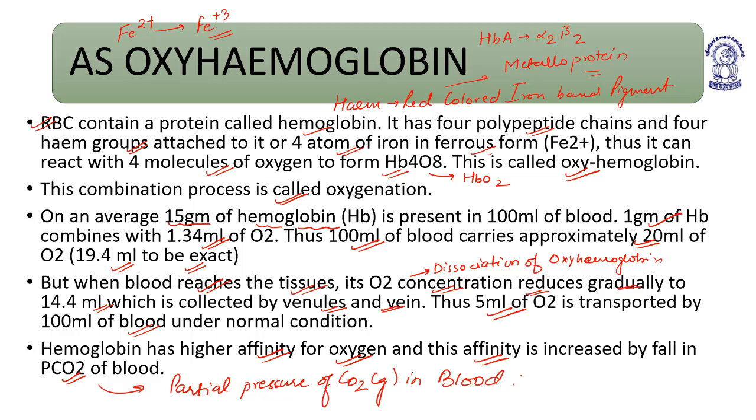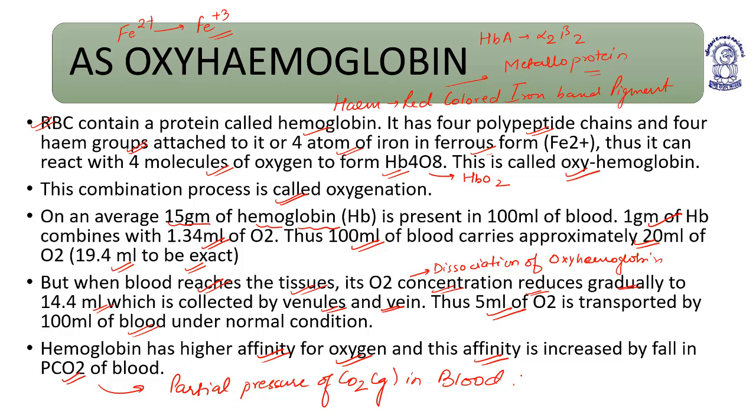There are 4 atoms of iron which are present in the ferrous form. It contains 4 heme groups. Each iron is placed centrally in between the porphyrin ring, and that porphyrin ring is basically having 4 pyrrole rings. Thus it can react with 4 molecules of oxygen to form Hb4O8 or HbO2. This is called oxygenation, and the formation of the product is oxyhemoglobin.